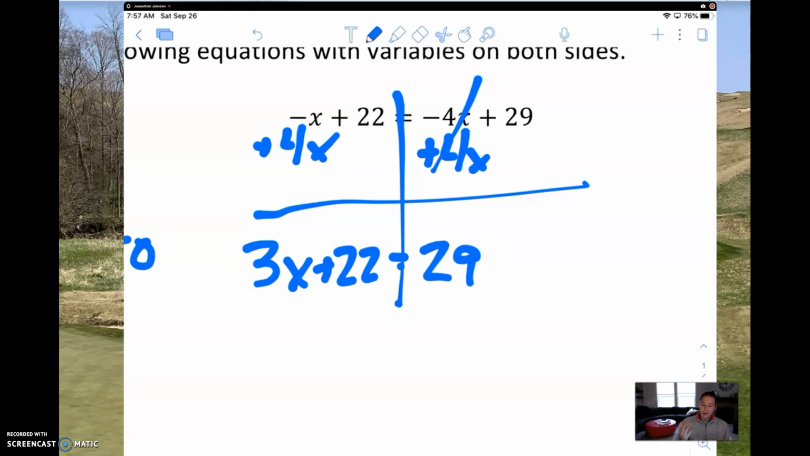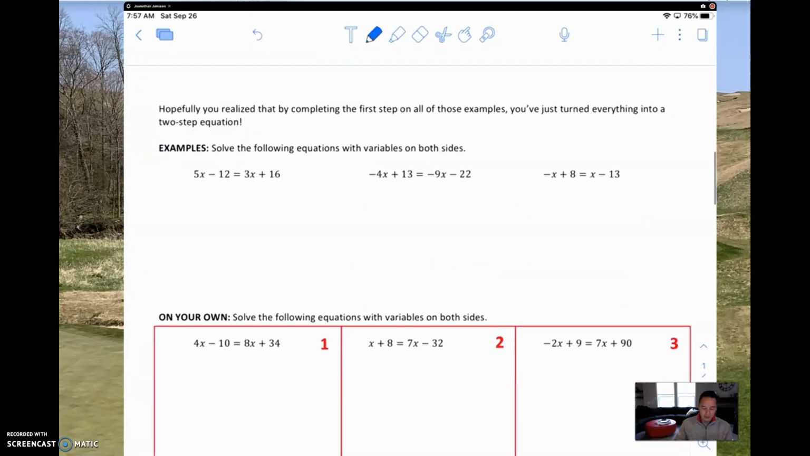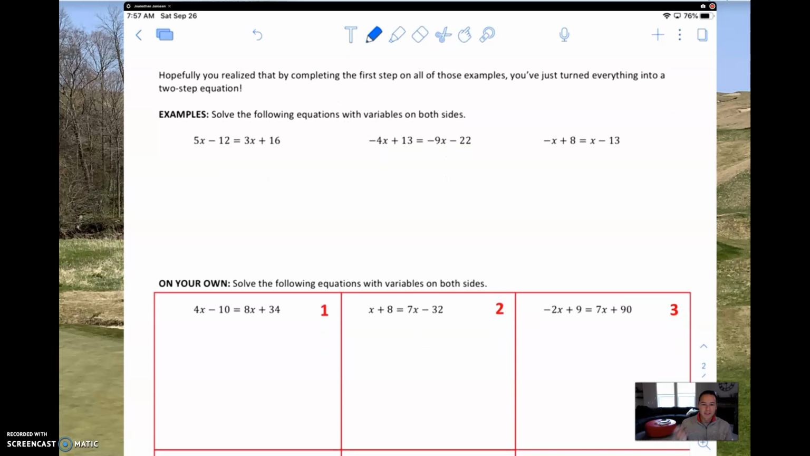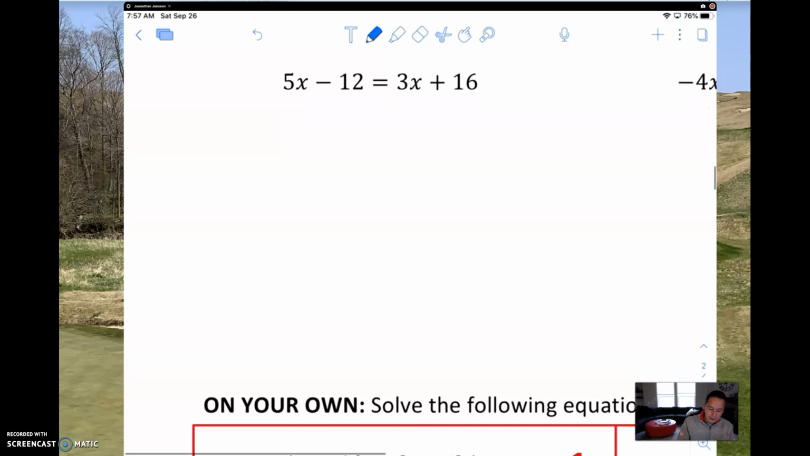So hopefully you're really comfortable with that first step, and now hopefully you realize what's remaining is just a 2-step equation, which we worked on last week. So now what we're going to do is finish off the problems and solve them all the way. So we have 3 examples before you get some on your own.